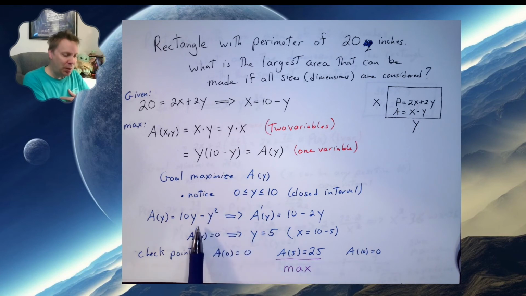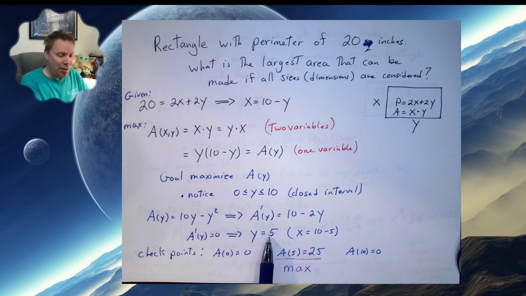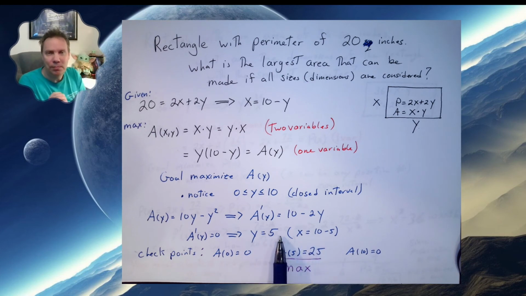Taking this equation, multiplying it out, taking the derivative, we get 10 minus 2y. Well, critical values is when we set the derivative equal to 0. We wind up getting y equals 5. And in fact, x is also equal to 5. Now, this is just a possible answer. Since we're on a closed interval, I still need to check the endpoints.